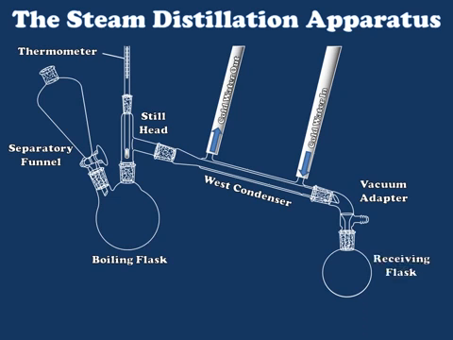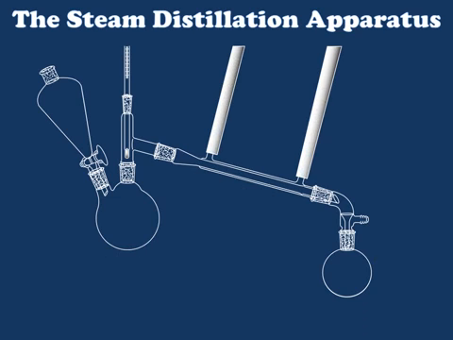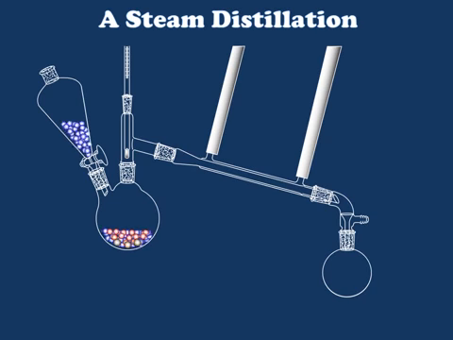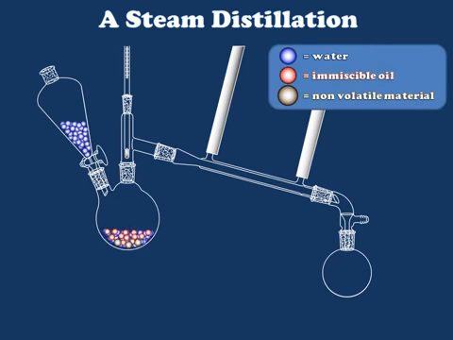Now that we've reviewed how to construct the distillation apparatus, let's take a look at how one functions. We begin the experiment by charging a boiling flask with your materials and a little bit of water. And you'll also add some additional water to the separatory funnel with the stopcock closed in order to provide a reservoir. We'll begin by opening the stopcock very slightly so that the water from the separatory funnel is dripping into the boiling flask.